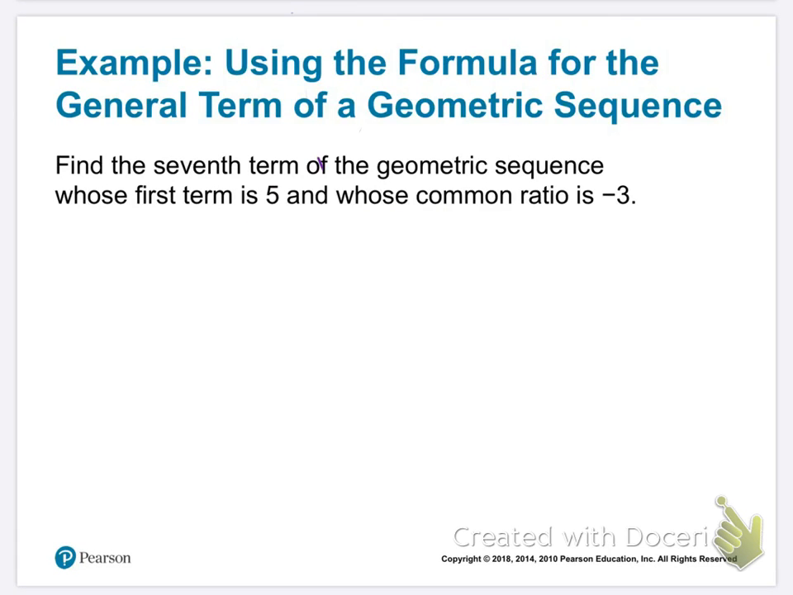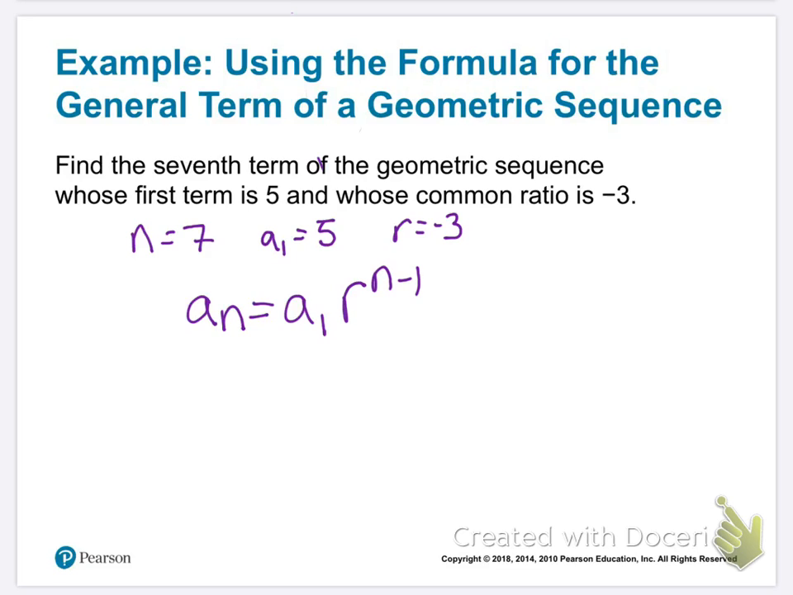Okay, so this example says, find the 7th term of a geometric sequence whose first term is 5 and whose ratio is -3. So we know n equals 7, our first term a sub 1 is 5, and my ratio equals -3. We use that formula from the last page: a sub n equals a sub 1 times my ratio raised to the n minus 1. So we want a sub 7: 5 times -3 raised to 7 minus 1, which gives me 5 times -3 to the 6th power.